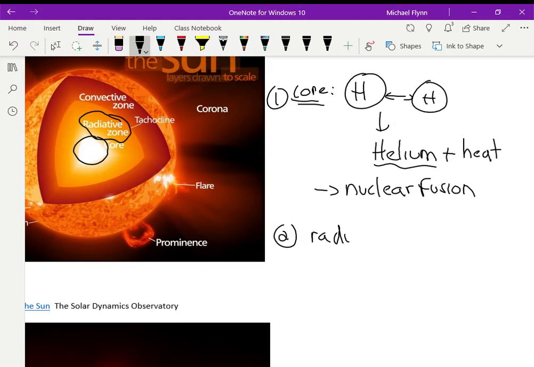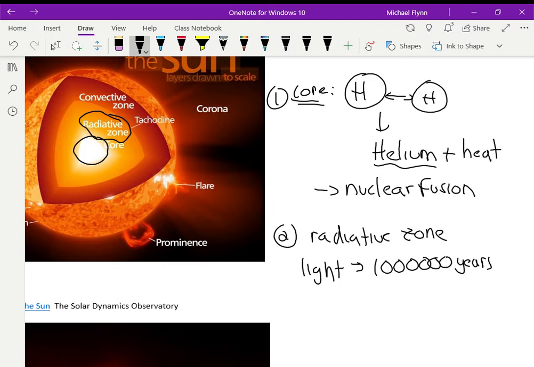In the radiative zone, it actually takes light a million years to migrate through it. Okay? So the radiation from the core in the form of light, that's what we call it, the radiative zone, is slowly working its way out, okay, through the intense gravitational field and the dense gas that's present in that zone. The light makes its way through.